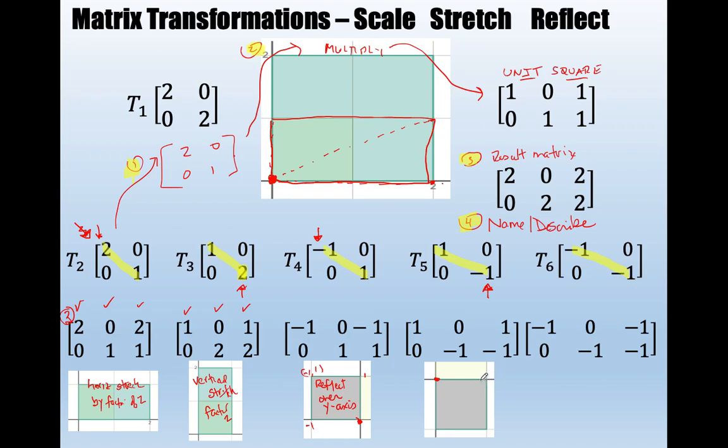What happened to my vertices with this transformation? This was the resultant matrix. 1, 0 stayed at 1, 0, but 0, 1 went to 0, negative 1, and 1, 1 went to 1, negative 1. So I still had a square that was not scaled or stretched, it was just reflected. But this one was reflected over the x-axis.